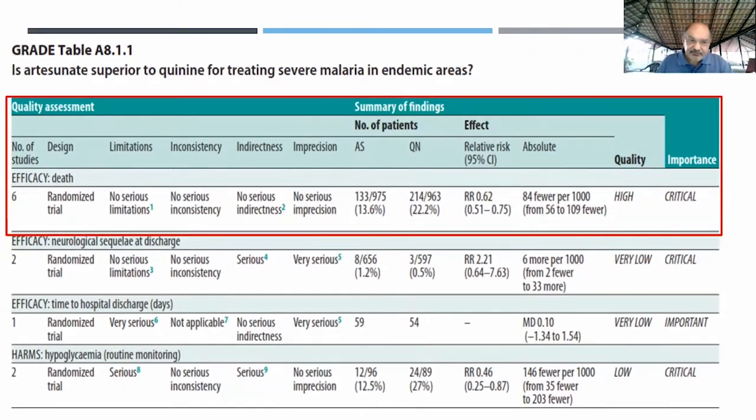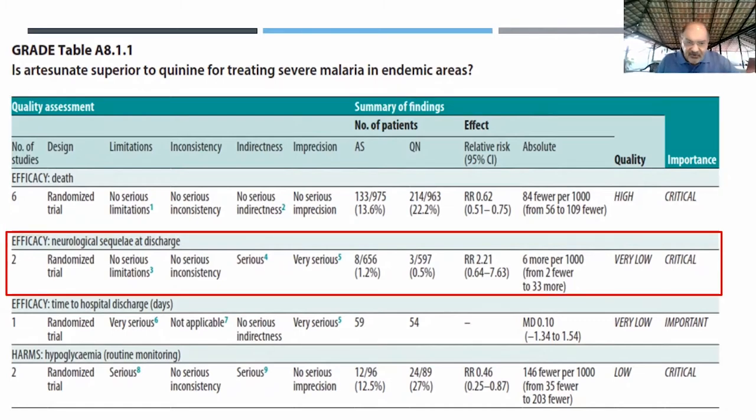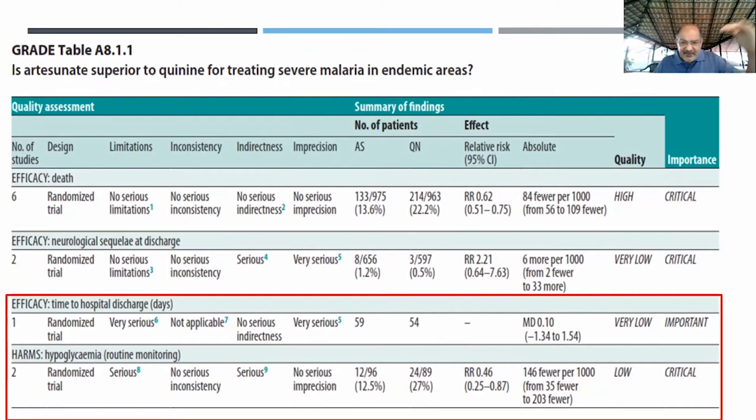for a critical outcome. The next, for neurological sequelae, there's only data from 2 trials which measured that outcome, and the overall evidence was very low certainty, showing they can't be sure whether there is no difference, because the relative risk suggests there's no difference between the two. But it was very low certainty because there was serious indirectness and very serious imprecision. And then the other 2 outcomes also, they gave you a GRADE certainty level.